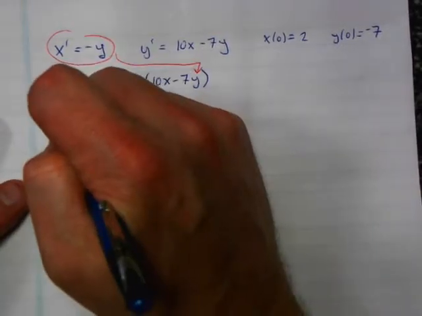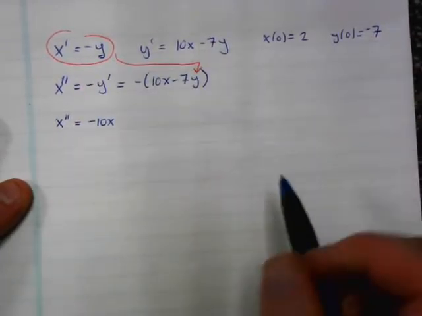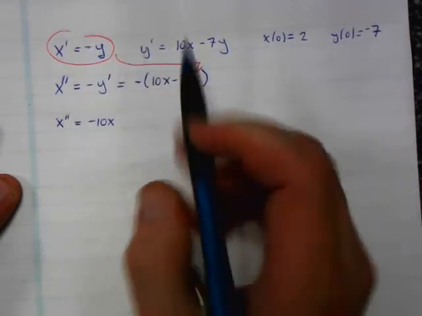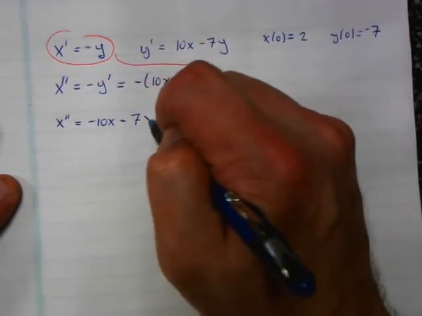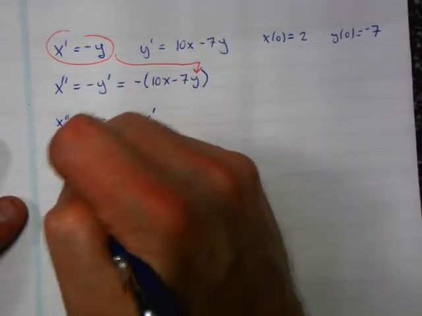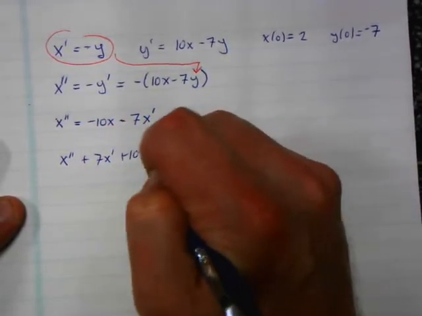Okay, so we're going to have x double prime equals minus 10x, and then I'm going to have minus and a minus, but then I'm going to have another minus from this, so that's 3 minuses. That's minus 7x prime. Now we use the same method as before. X double prime plus 7x prime plus 10x equals 0.